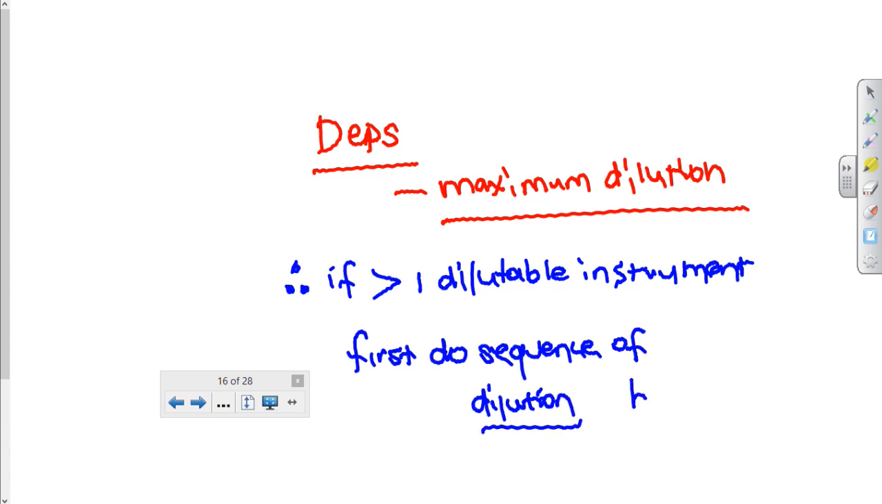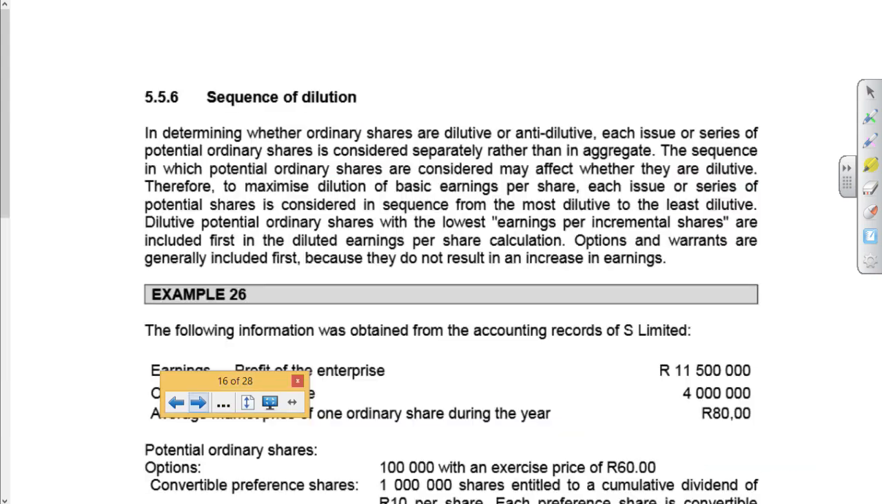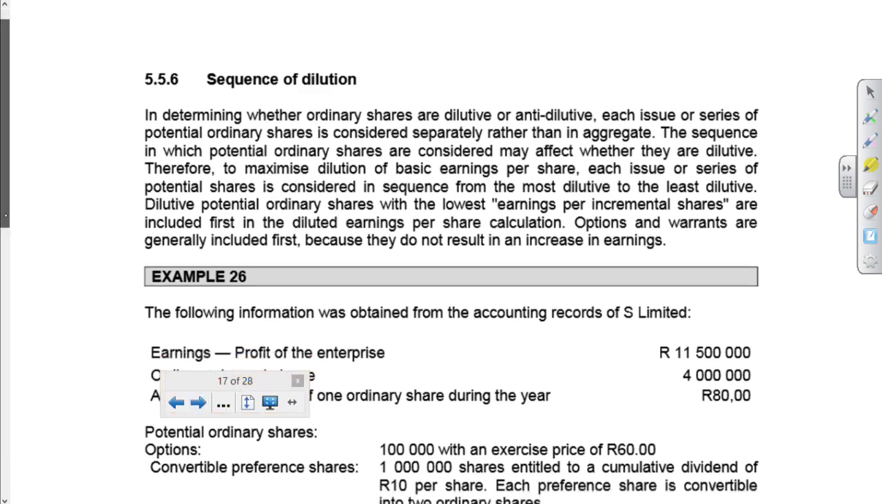Sequence of dilution is highest per share, lowest earnings per share first. So let me show you on the example that they have, and the example is 26.